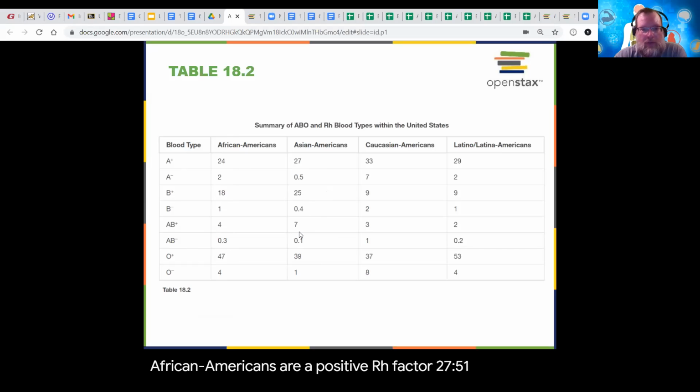27, 51, 58, plus 39. So 57 plus 40, 97% of Asian Americans are Rh positive. See, 33 plus 9, 42, 45 plus 37, 82. So 82% of Caucasian Americans are positive. Latina Americans, 29 and 9, 38, 40, 93% positive.